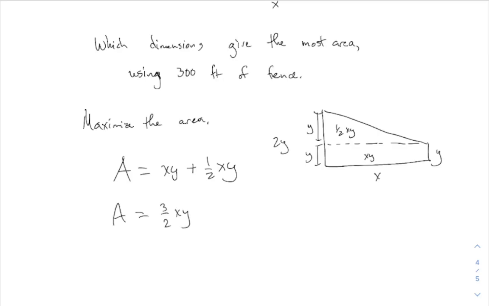Now, really, I would like a formula for the area in terms of one variable. That's necessary in order to solve the optimization problem. How are we going to write this in terms of only one variable? Let's just write it in terms of x. Any ideas?